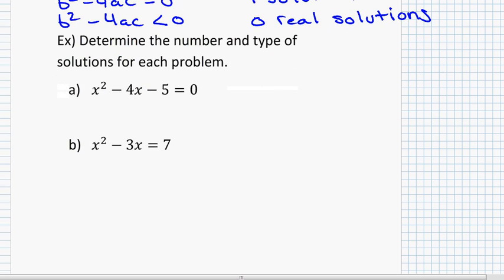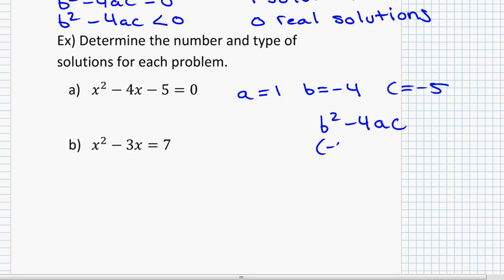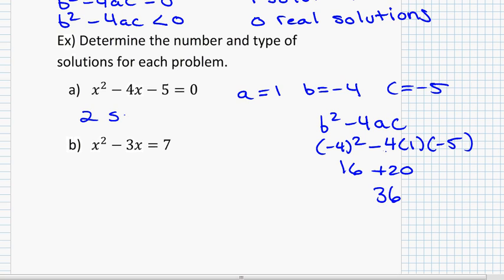So a sample problem would be like this. Determine the number and type of solutions for each problem. So here a is 1, b is negative 4, c is negative 5. You find the discriminant, so b squared minus 4ac. So you get 16 minus, well, 4 times 1 is 4 times negative 5 is negative 20, or you could do negative 4 times 1 is negative 4 times negative 5 is positive 20. So you get 36, which means you get 2 solutions.